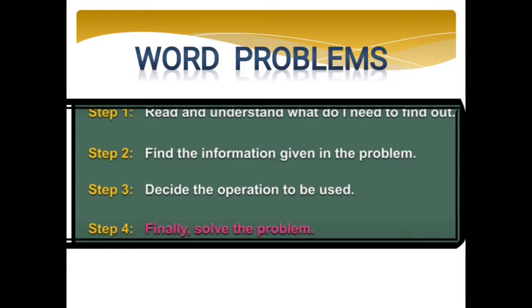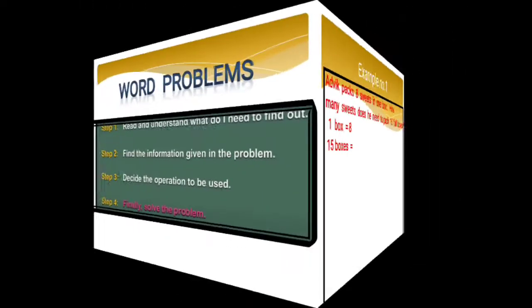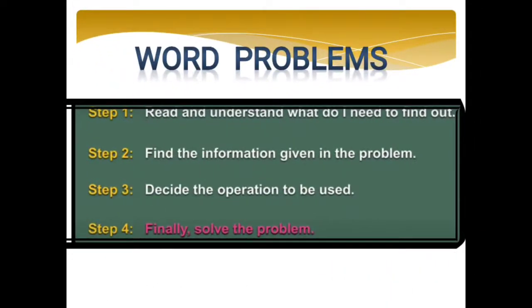So these all 4 steps are very important. Number 1 step, read and understand what I need to find out. Number 2 step, find the information given in the problem. Number 3, decide the operation to be used. And number 4, finally solve the problem. Okay, so now we have some examples.